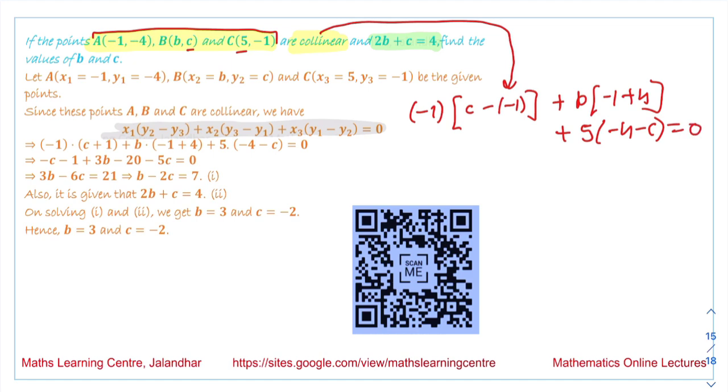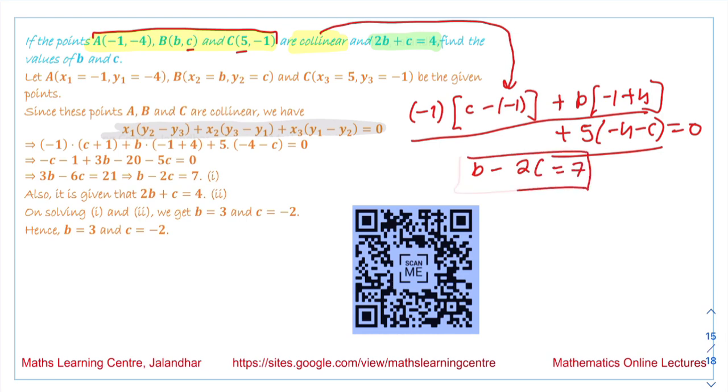On solving and simplifying these values, we will get b minus 2c is equal to 7. So this is one equation we are getting: b minus 2c is equal to 7. The second equation we have is 2b plus c is equal to 4.